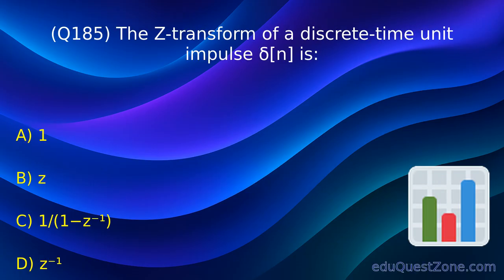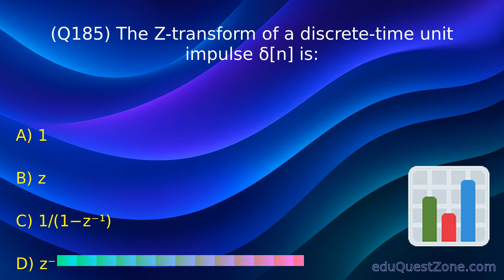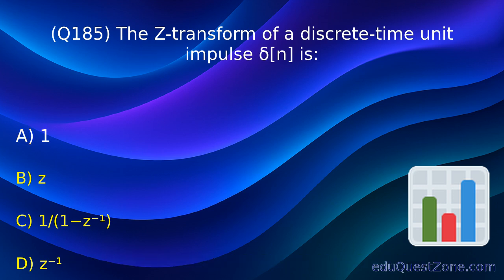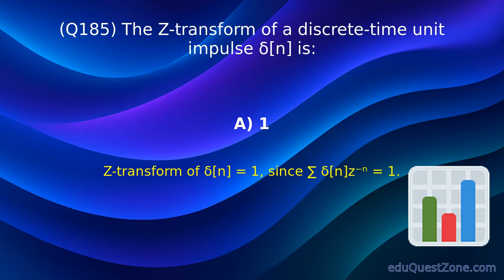Question 185. The Z transform of a discrete time unit impulse delta of n is... Option A, 1. Z transform of delta of n equals 1.